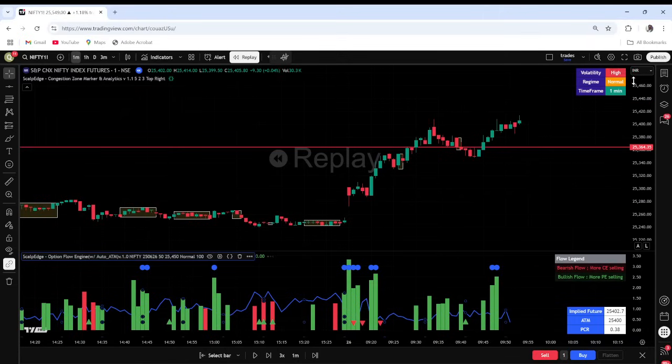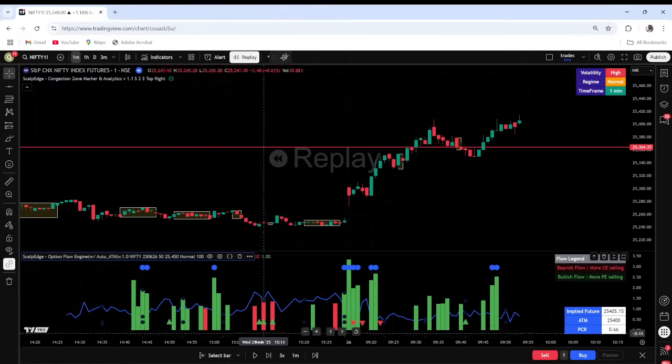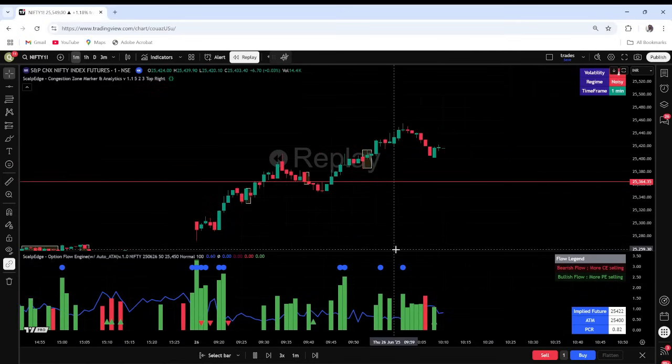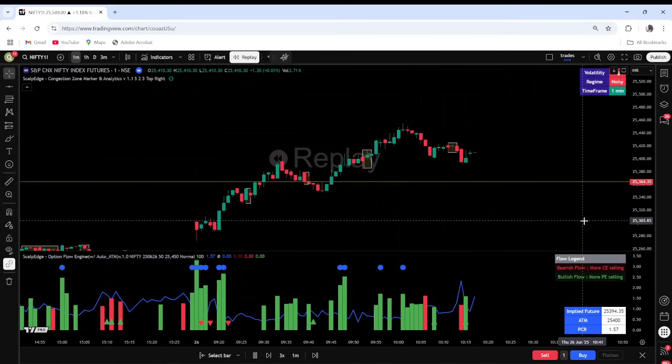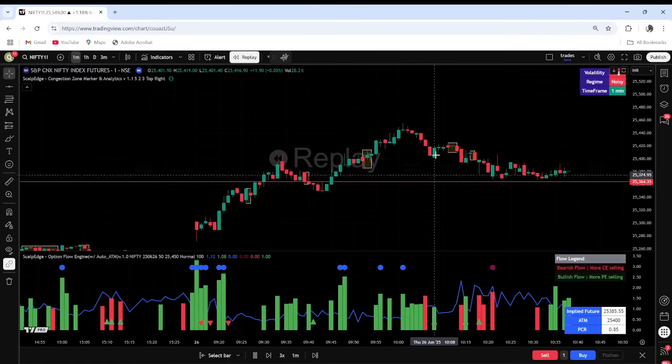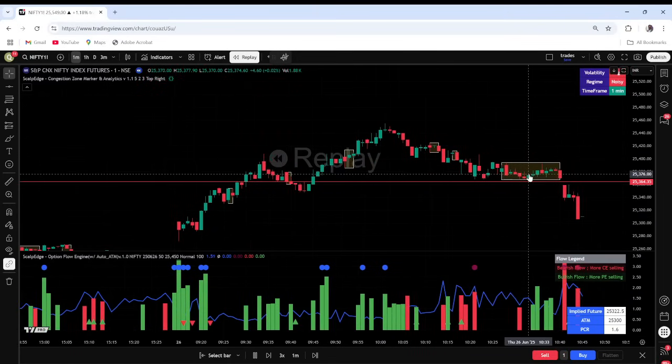This is 1 minute, regime is normal, volatility is high. So I will just keep it started so that you understand how this functioned. This is your put selling, call selling, bearish. From there the market comes down.